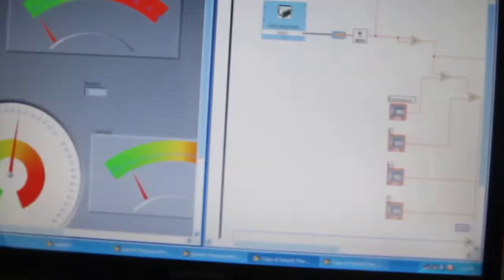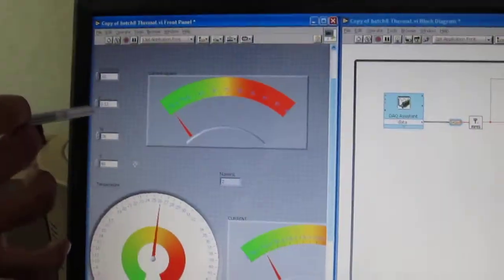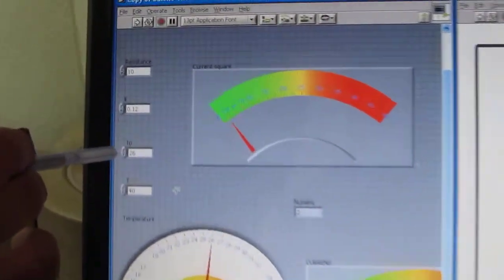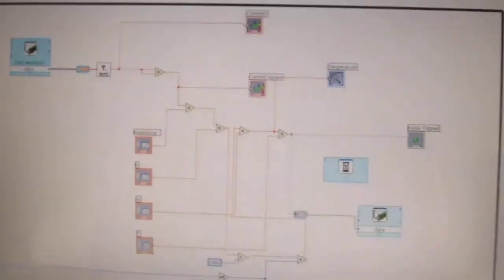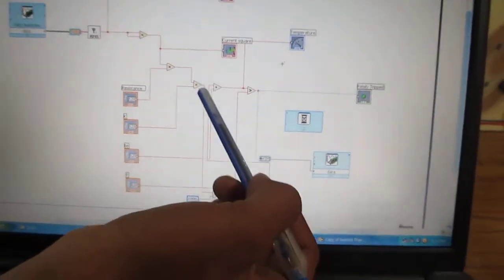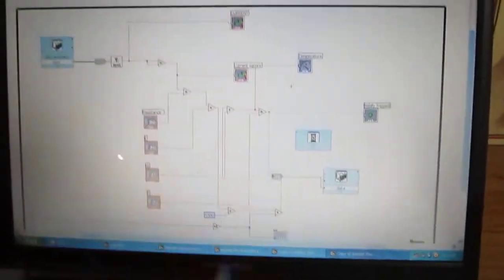Now you can see this is the actual motor resistance, this is the K value, and this is the initial temperature, which is at room temperature. This is the safe value for which we have to protect the motor. I am continuously monitoring that current, and the actual value of temperature is going to be monitored here on the front panel.